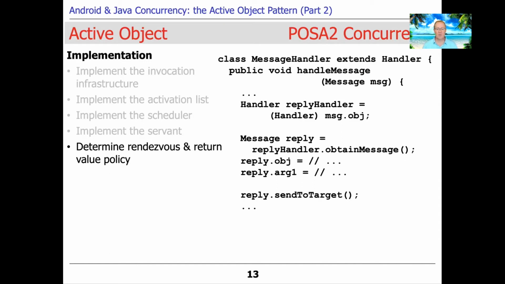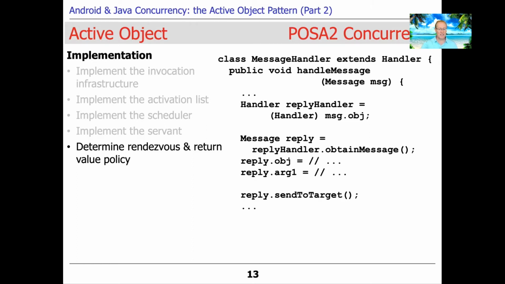In this particular case, what we're going to do is get a message from the message we got. So we take the message we received. Remember, right now we're in the servant. We take the message we were sent, we extract the reply from it, and then we use that as what we call the reply handler. Then we can go ahead and create a response and send it back to the thread that called us. So this is how we can communicate back from the receiver to the caller.